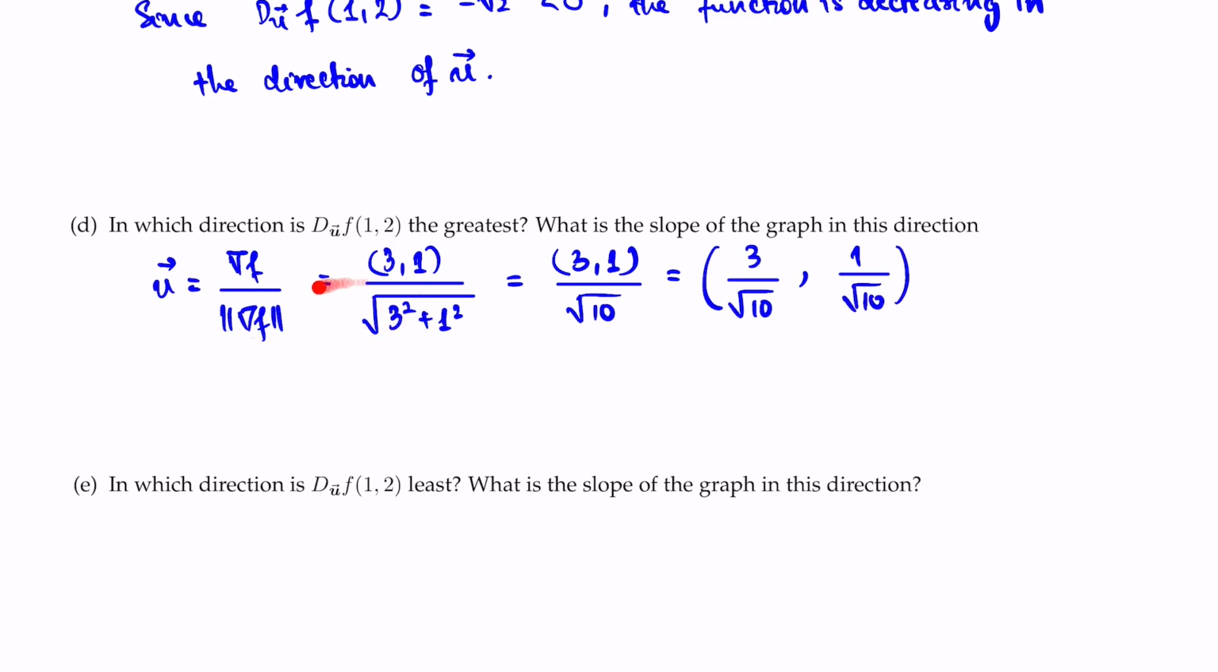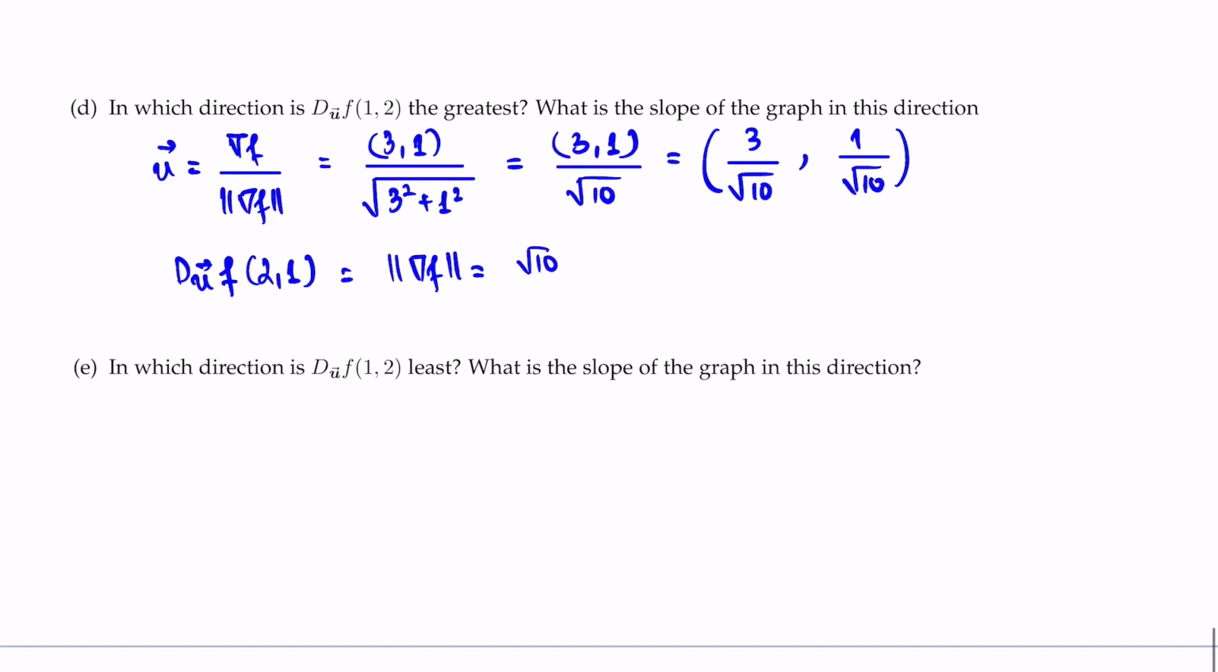So in this direction, the directional derivative is the greatest, or in this direction, the gradient vector points in the direction of the steepest ascent, or in this direction, f has its greatest rate of increase. Now, what is the slope of the graph in this direction? So the slope of the graph is the gradient vector of the function at (1, 2) dotted with the vector u. So this is the vector u. And this should be equal to the magnitude of the gradient, and the magnitude of the gradient is equal to square root of 10. And that's how you got the slope of the graph in this direction. Or another way to say that, the actual rate of increase is equal to square root of 10.